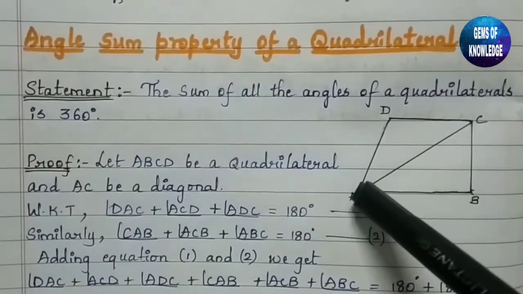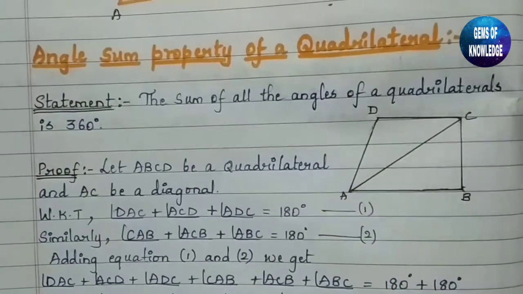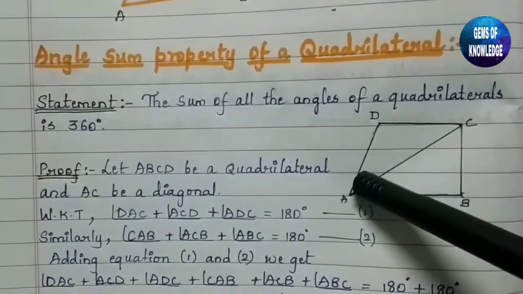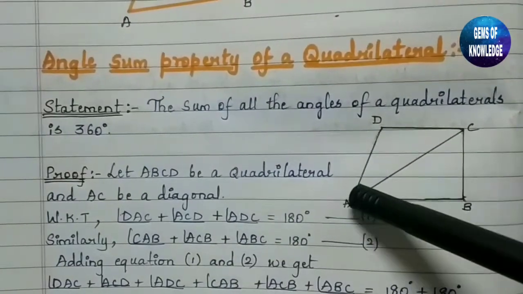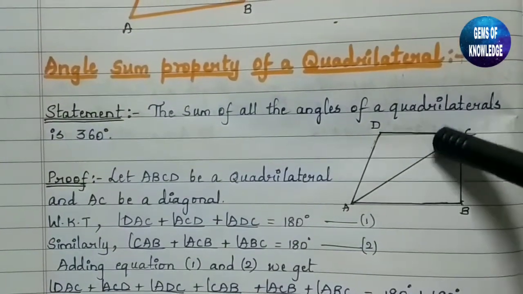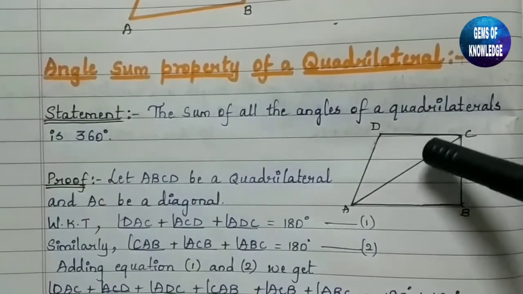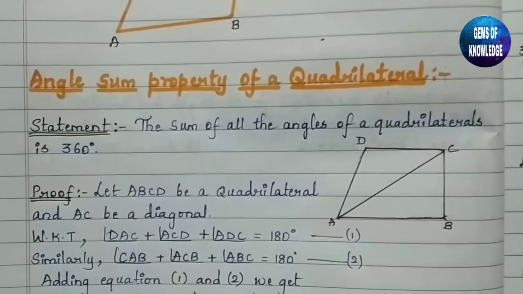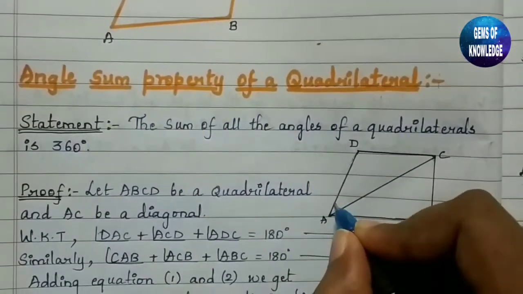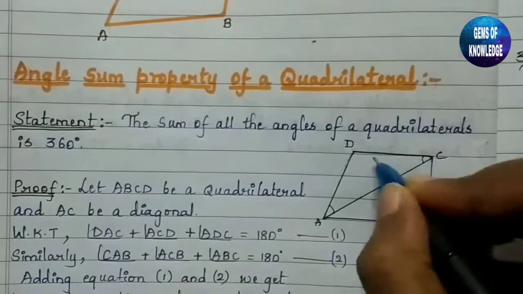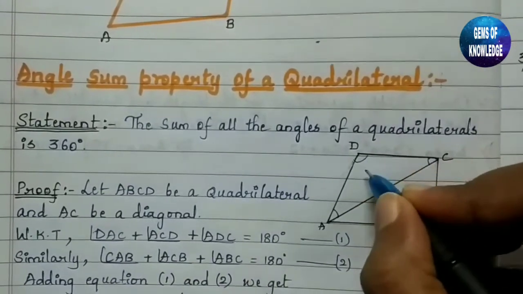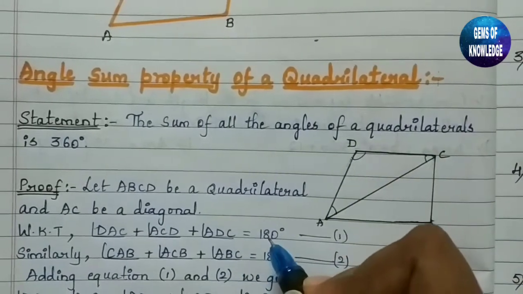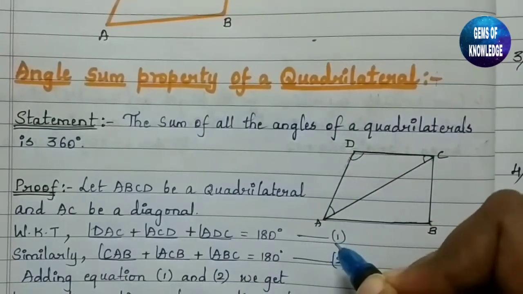Okay, so let us consider one triangle here. The first triangle is DAC, with angle DAC, the second angle ACD, this angle, and ADC, this angle. So these 3 angles together, you can see this angle along with this angle and this angle. We know that the sum of all the 3 angles of a triangle is equal to 180 degrees. Let us keep this as equation 1.